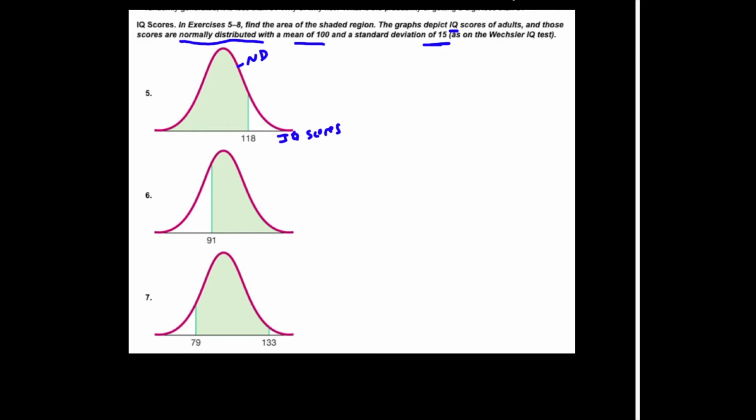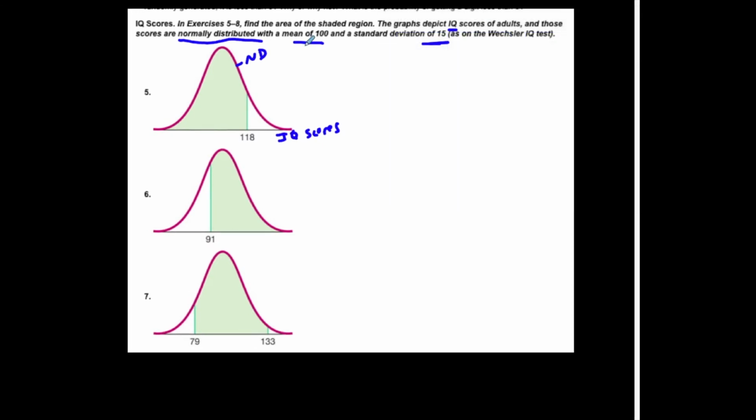The thing about this situation though, so first, find the area of the shaded region. There's a couple different ways that I can ask that. I could give you the picture and say, find this area. Or I can say find the percentage of IQ scores that are less, to the left of 118. Or I can say find the probability that I randomly choose an IQ score that is less, to the left of 118. Because remember that area is also probability or also percentage. So, all three are fair game.